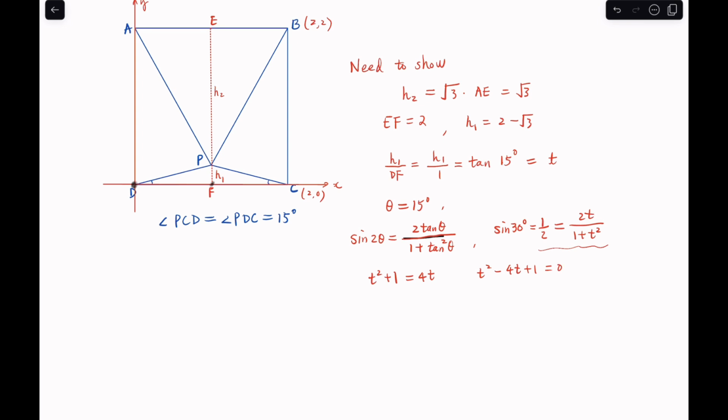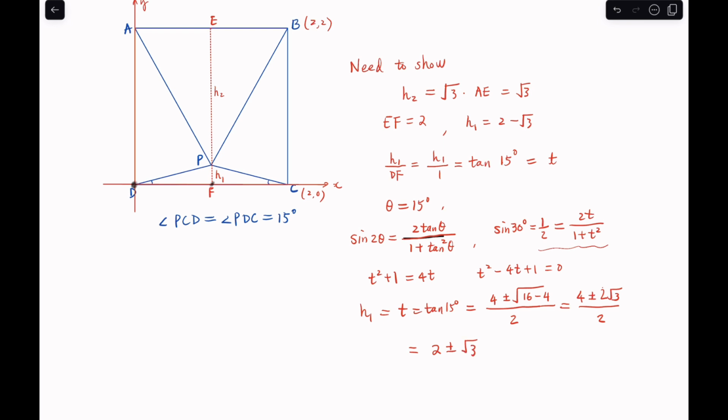And we know that the roots of this quadratic equation, which is tangent 15 degrees, which is the value of h1, the length of this height, we're going to plug in. This is 4 plus or minus the square root of b squared minus 4ac. So b squared is going to be 16 minus 4. So that's going to be 4 plus or minus the square root of 12, which is 2 square root of 3, divided by 2. That's going to equal 2 plus or minus square root of 3.